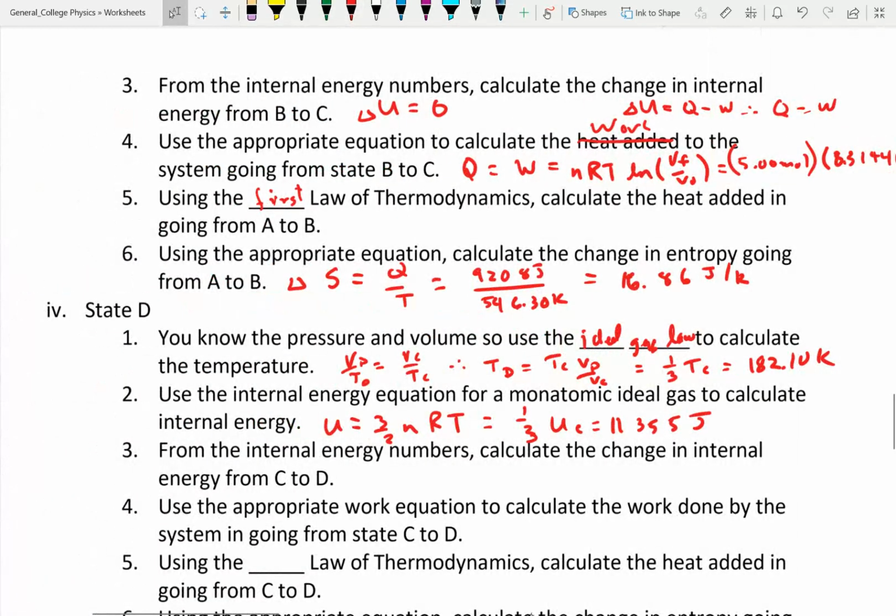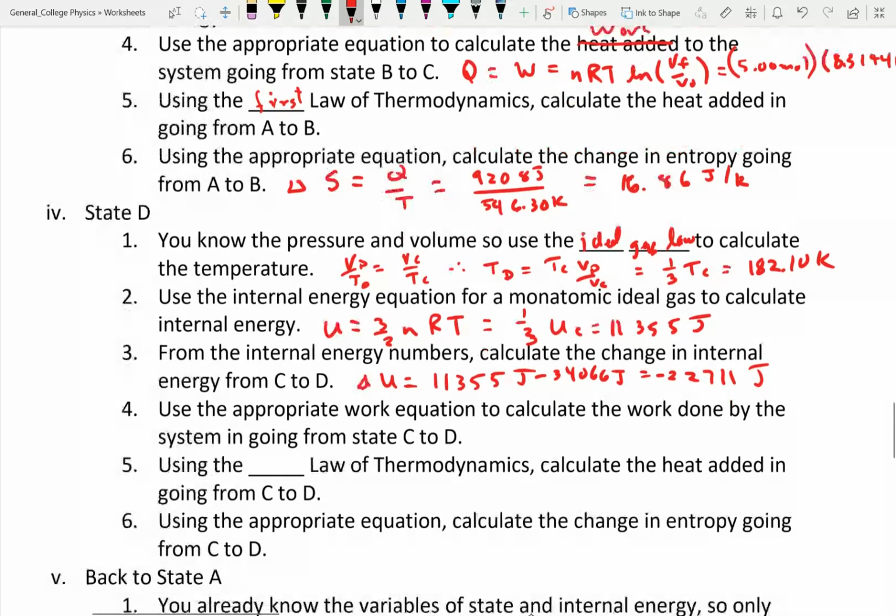From the internal energy numbers, calculate the change in internal energy. Okay, so we went from 34066 down to 11,355. So you always take the final first. And that's going to be, that's a nice 2, minus 22,711 joules. So now we had a drop in internal energy.